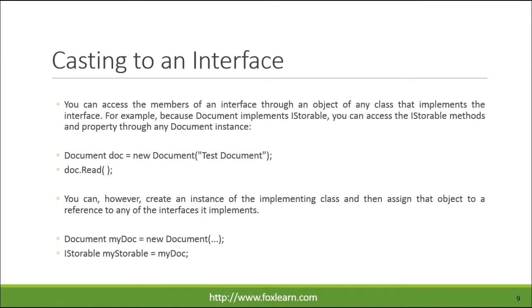You can access the members of an interface through an object of any class that implements the interface. For example, because document implements Storable, you can access the Storable methods and property through any document instance. You can, however, create an instance of the implementing class and then assign that object to a reference to any of the interfaces it implements.